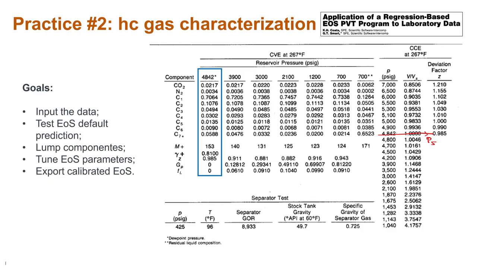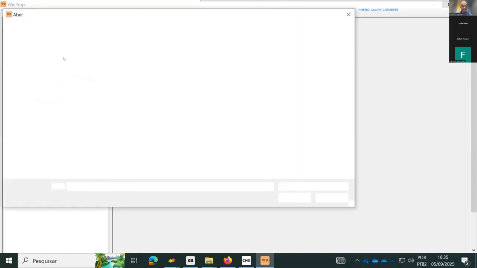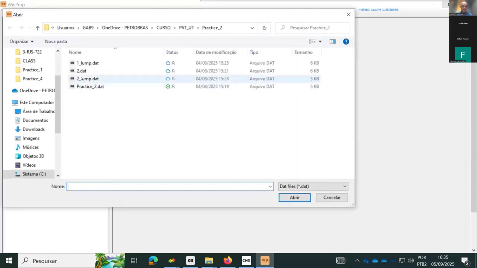Okay, let's go to the WinProp. Now I think the key point is to use the main monitor to project. The other monitor is not working.